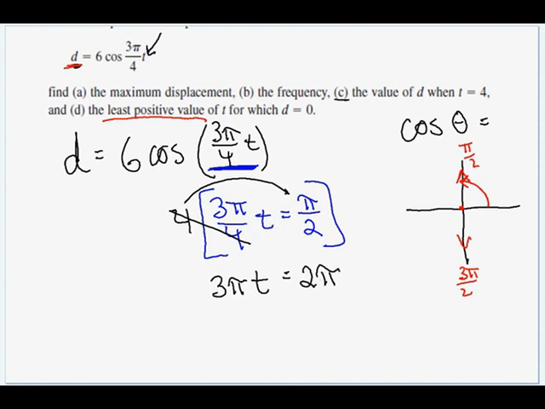And we're solving for t. So we're going to divide by 3 pi to isolate the t variable. We're going to also divide this side by 3 pi, and the pi's cancel. So t equals 2/3. When t is equal to 2/3, this whole thing is going to go to 0, because it'll be the cosine of a half pi. The cosine of a half pi is 0. 0 times the 6 that's already there is equal to 0.